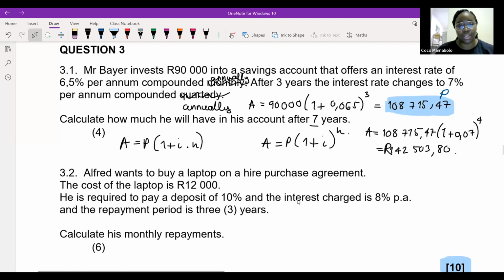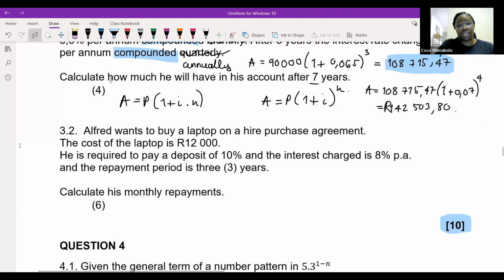Sorry, yes, rands. Tarika, we use the compound formula because the question says compounded. The reason we know to use the compound interest formula is because they tell us. If it didn't say that, we would then use simple interest. The question says compounded, so we use the compound interest formula. All right.